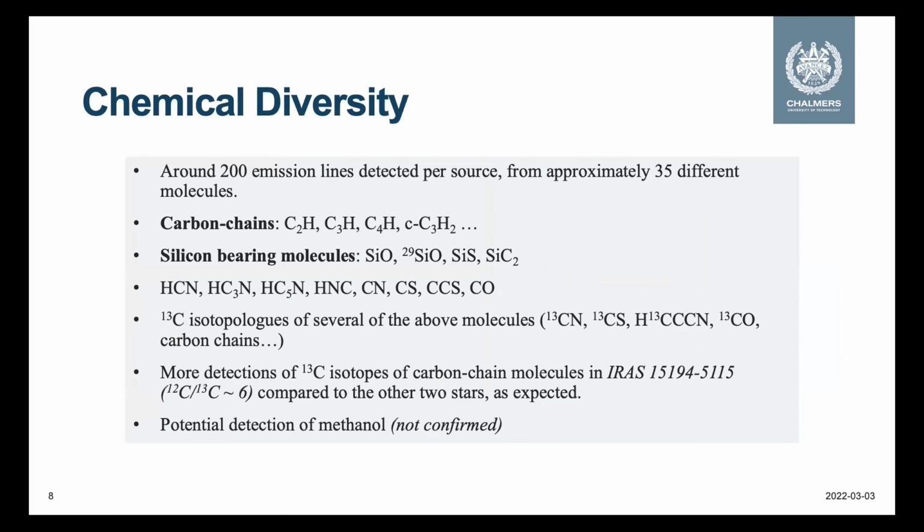And then, yeah, when we are talking about a spectral survey of this scale, we really have a lot of emission lines. So around 200 emission lines have been detected per source from approximately 35 molecules. And as expected, we have a lot of carbon chains and then some silicon-bearing molecules, then the typical molecules like HCN, HC3N, etc. and CO, of course, and 13C isotopologues of several of these, mostly in IRAS 15194 because it has a very low 12C/13C ratio as we saw in the table before.